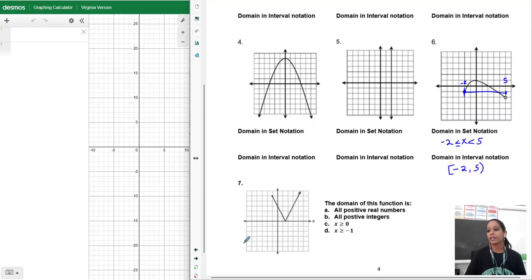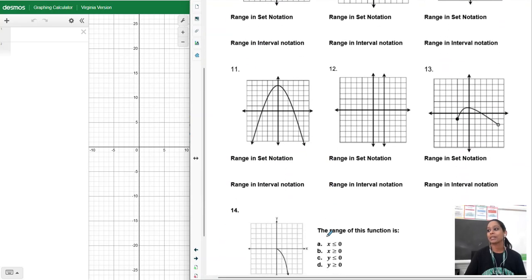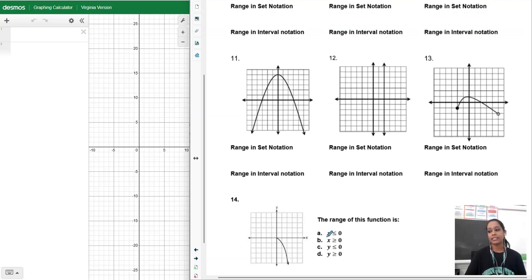Let me go to the next page. I'm sorry that I'm not doing all of them, but we'll come back and revisit it. I just wanted to give you an initial lesson here. When I'm looking at the range for number 13, I'll start from the bottom. The lowest point right here is at -2, and it goes up, not all the way, it just stops at +1.